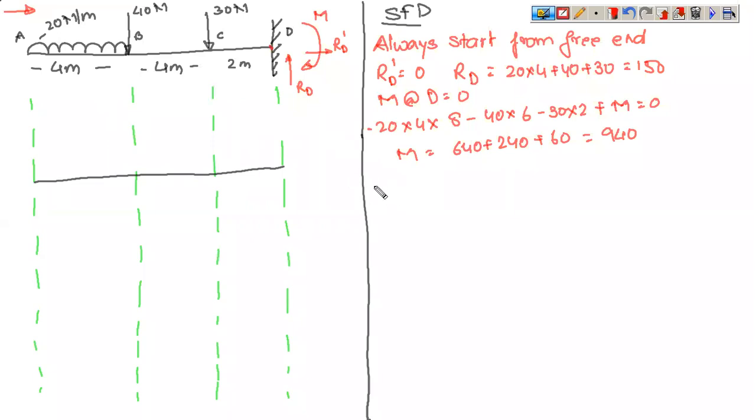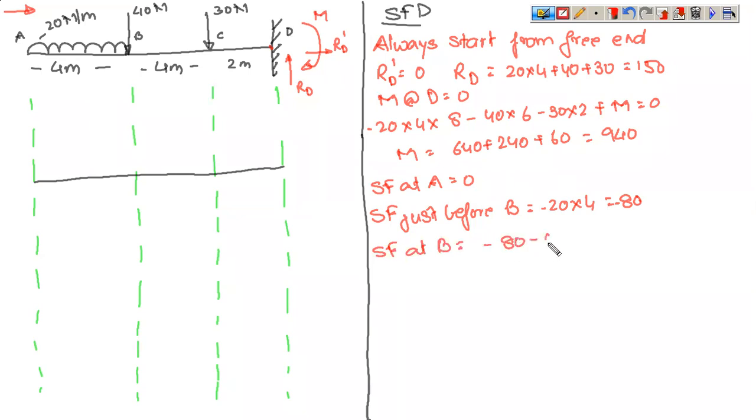So the first point is A. SF at A is 0. The second point will be SF just before B. Why just before B? Because at B you have two different loads of different nature acting at the same point. So SF just before B will be 20 into 4, this is 80. So this is minus 80 because this is a downward acting force. SF at B, you have minus 80, minus 40.